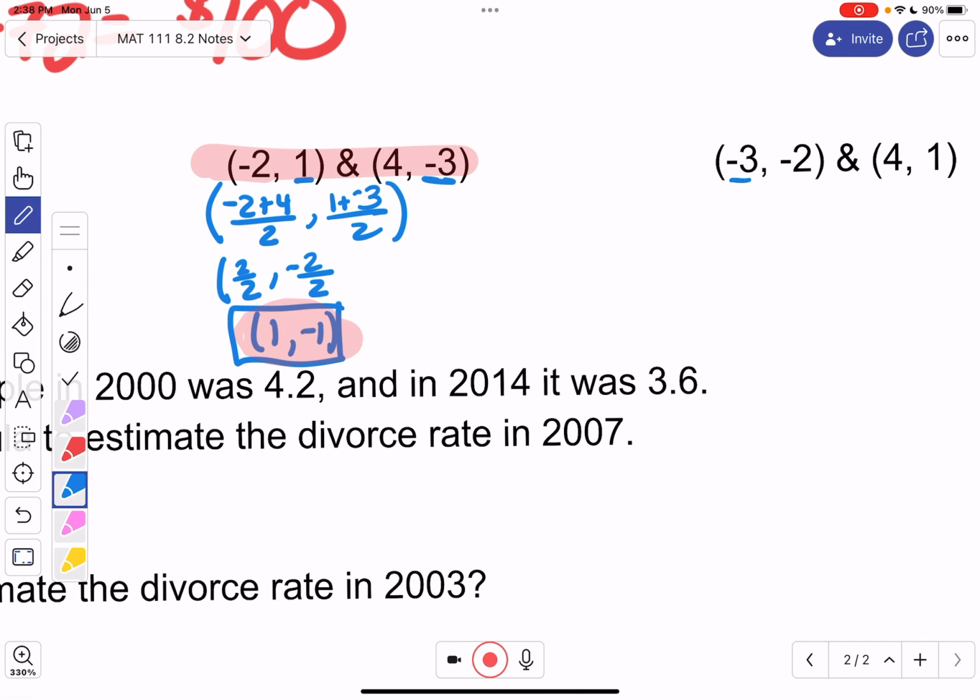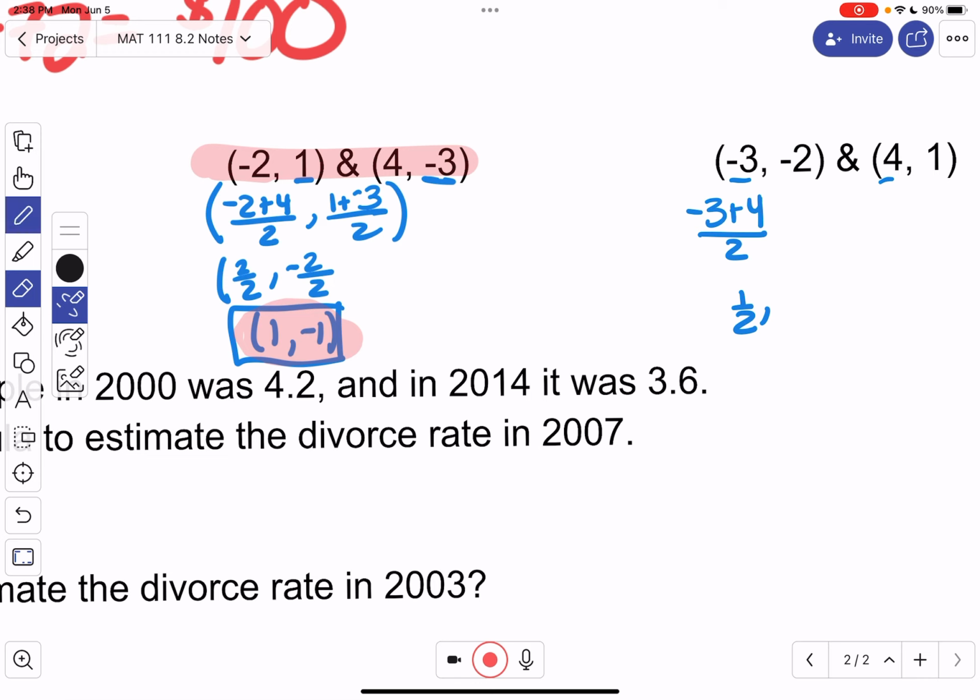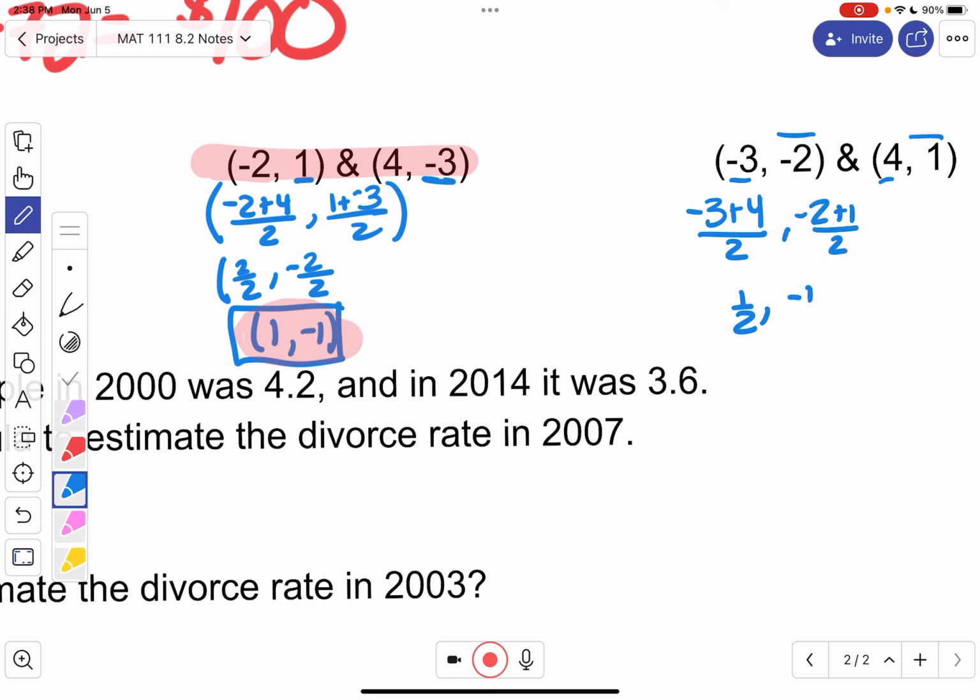All right, add my x's. Negative 3 plus 4 is 1, divided by 2 is 1/2. The y's, we've got negative 2 plus 1, which is negative 1, divided by 2 is negative 1/2. That would be our midpoint.